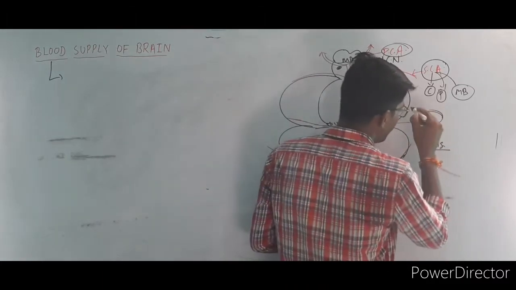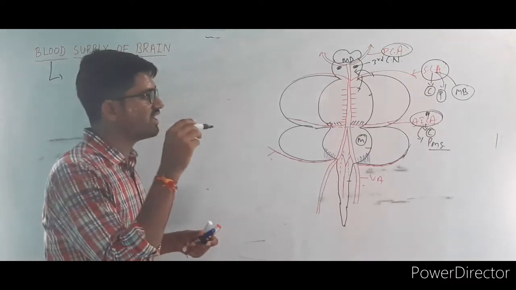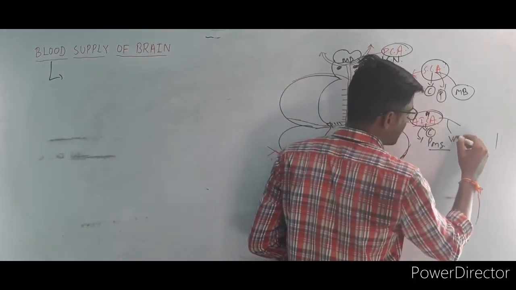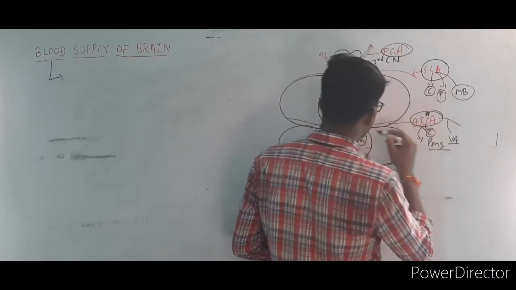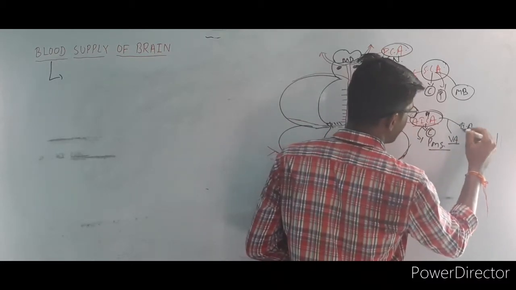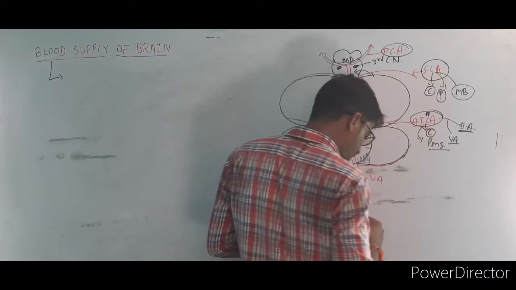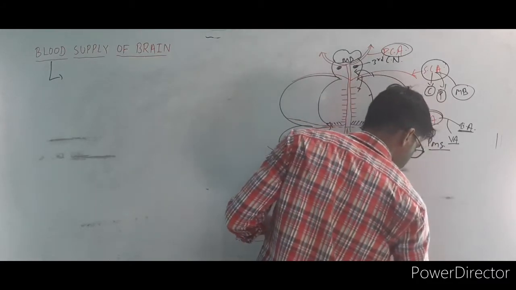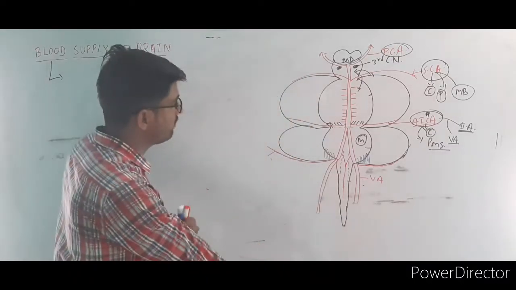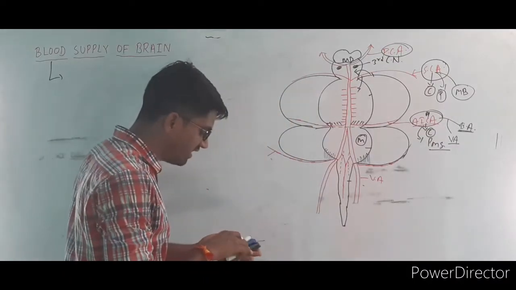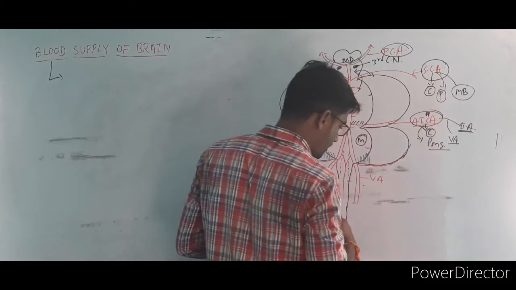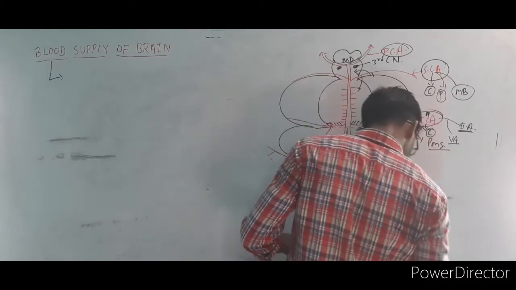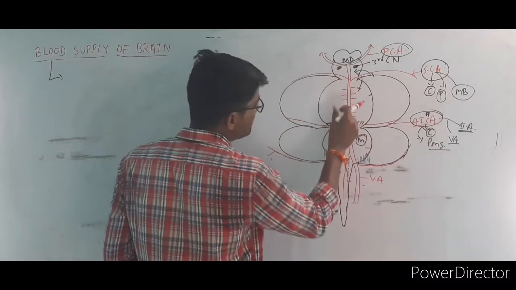And one thing, this ICA. Where is the ICA arising from? It's different from person to person. It can arise from the vertebral artery or directly from the basilar artery. This thing you should remember. Everything else we have covered. Now, one artery from here. This is the basilar artery.